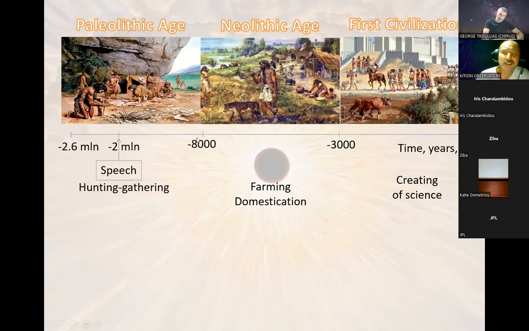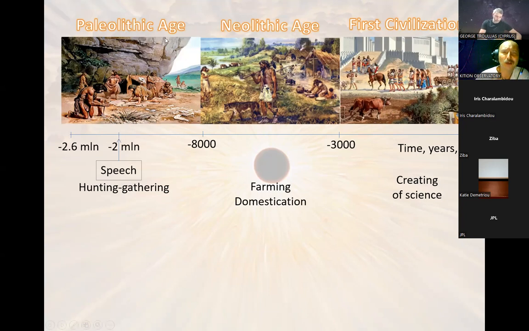And the Neolithic age started at around 8000 before common era. And the Paleolithic age started about 2.6 million years ago. One of the most important points here is the mark of 2 million years ago, maybe 1.7 million years ago. It is the moment when human speech appeared. Paleolithic, lithic means the tool of humans was stone. And people started to talk with each other about 2 million years ago.